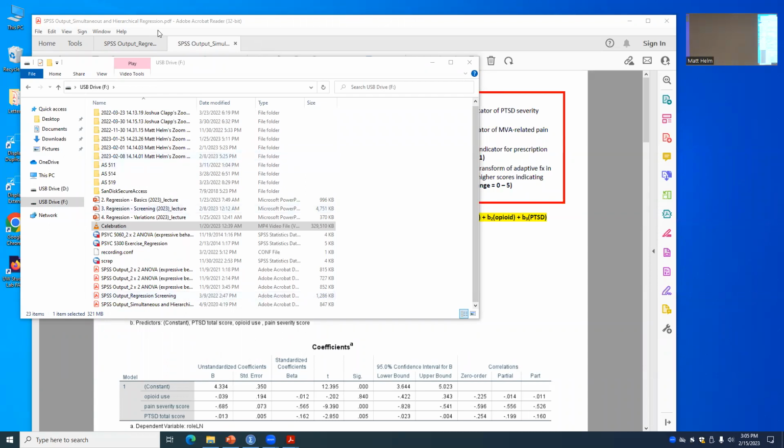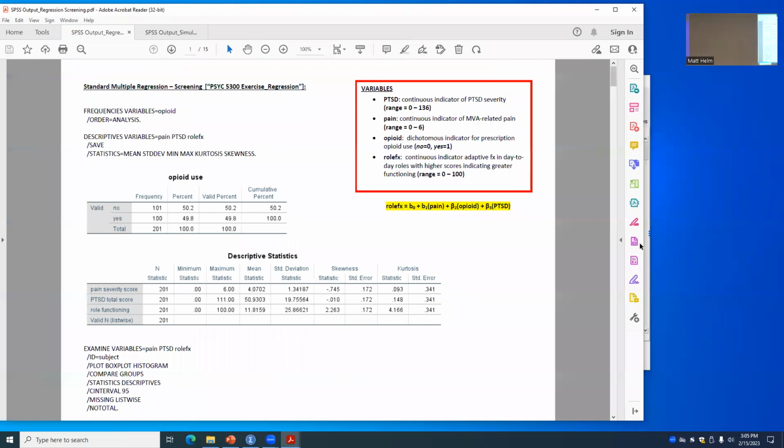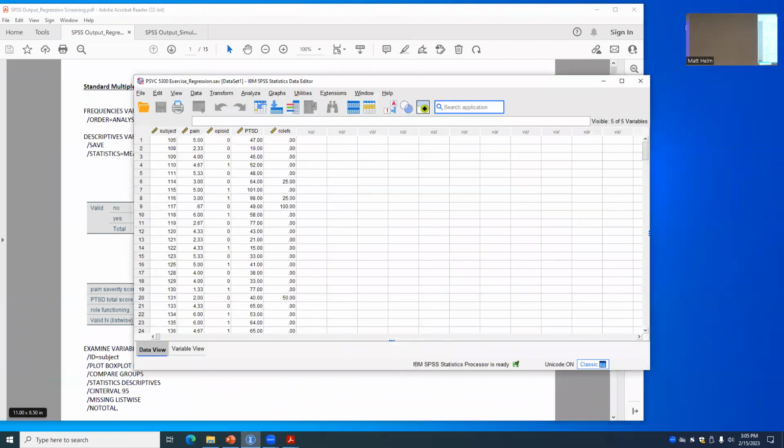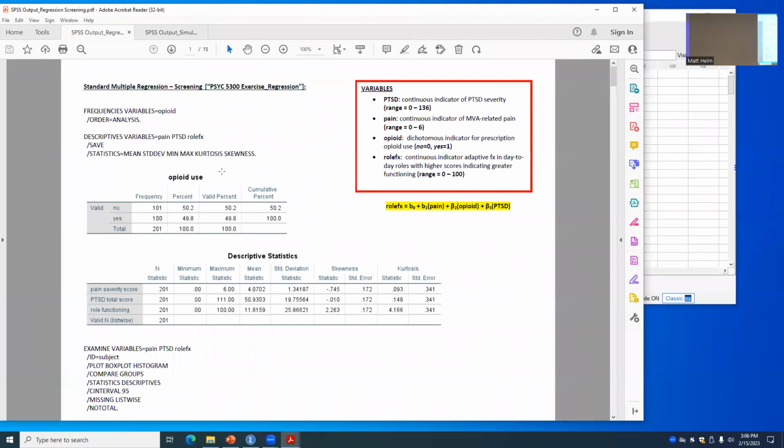All right, so let's do this. Go through and pull up your handout, your multiple regression screening handout here. And then pull up your data set. So what we've got here is a set of data.